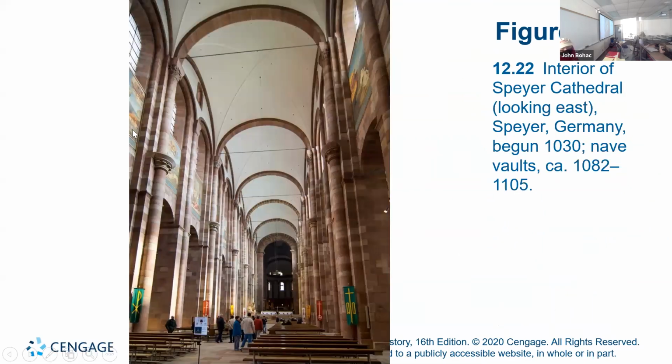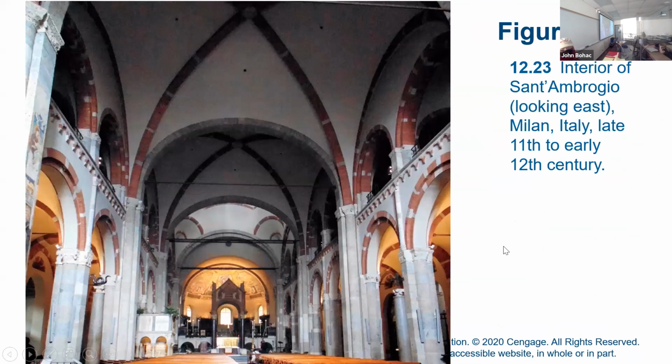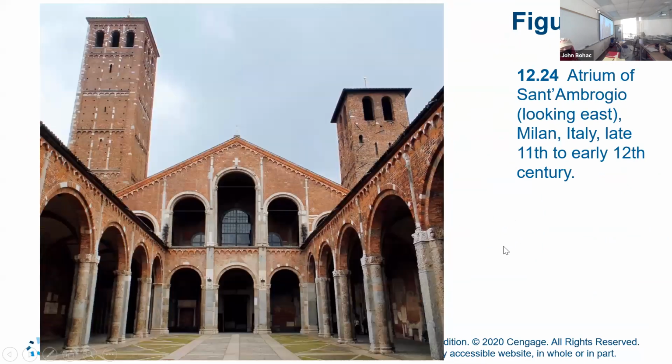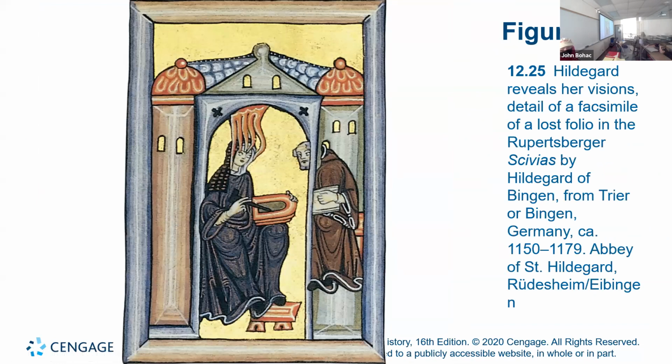But still, we see some of the decoration here, some of the frescoes, some of the biblical scenes around the corner. So it's sort of 1105. So we're right on up on the Gothic. And Hildegard reveals her visions. This is a Hildegard of Bingen.